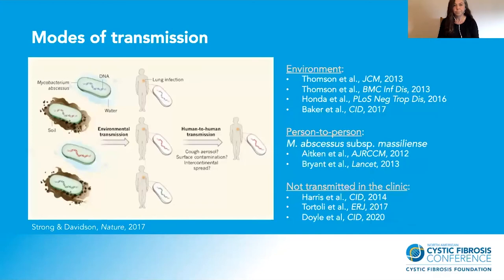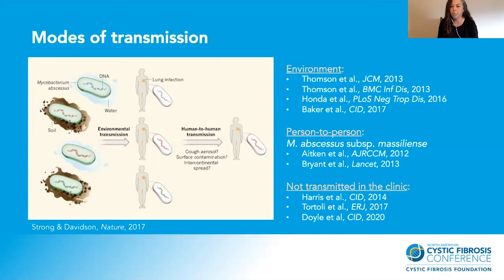So this really makes us think about what are the modes of transmission and where are people acquiring their M. abscessus infection. And so the conventional wisdom is that M. abscessus and NTM are acquired from the environment because they have been isolated and known to be in water, in biofilms, as well as in soil. And that is where primarily we thought that people acquire their NTM. And certainly there have been examples in the literature of isolates from plumbing water systems and biofilms that have been genetically matched to patient isolates.